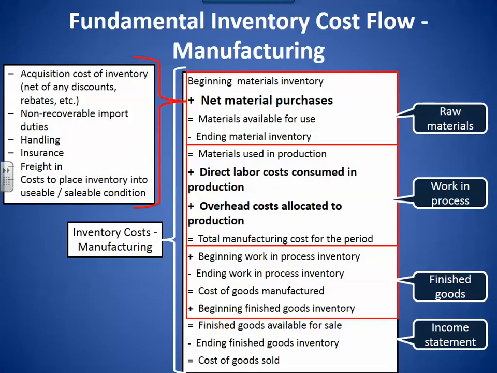We go on, then, and start out with those goods that are being transferred from work in process. Then we add in our beginning finished goods inventory. That equals our finished goods available for sale, minus our ending finished goods inventory, equals our cost of goods sold.